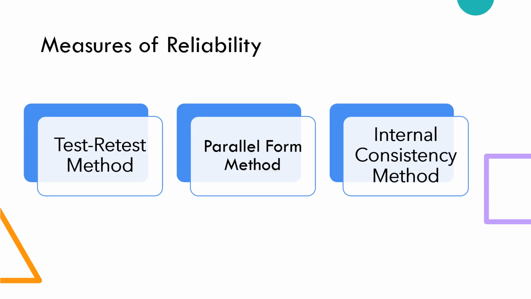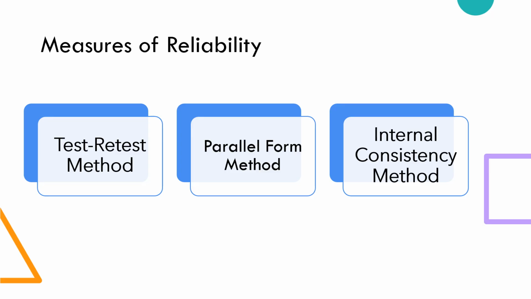First, we have the test and retest method. This method determines the reliability of a test by giving the exact same test after a period of time and comparing the correlation between the two scores. This method is not typically very practical in nursing education just because of timing and the feasibility of it.